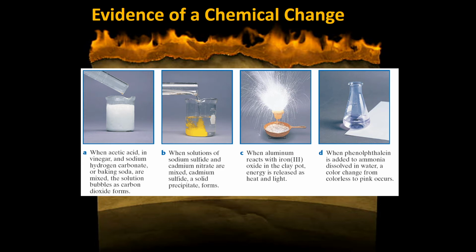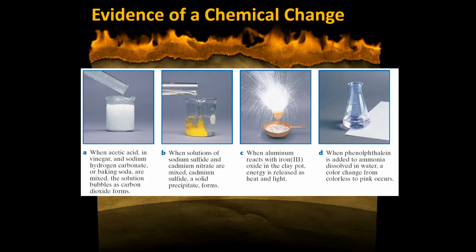So if you look, the first example is the vinegar and baking soda being mixed together. Vinegar has acetic acid in it. Baking soda is sodium hydrogen carbonate, or sodium bicarbonate. And whenever they mix together, it produces CO2 gas. And you can see it in the form of bubbles.